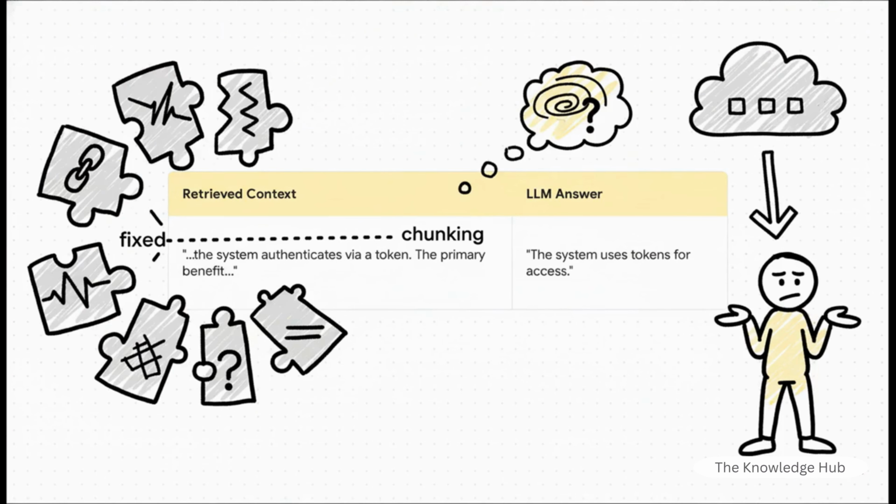Whoa, look at this. With fixed chunking, the context that it retrieved starts right in the middle of a sentence. It's just a fragment. So, unsurprisingly, the LLM gives an answer that's, well, it's correct, but it's incredibly vague. The system uses tokens for access. Yeah, not very helpful, is it?